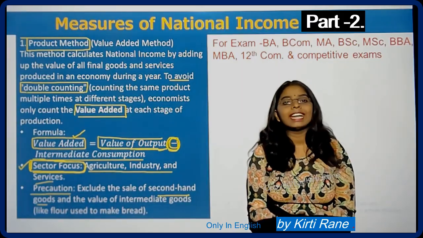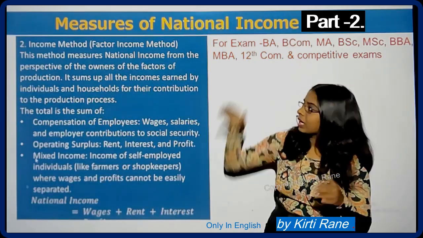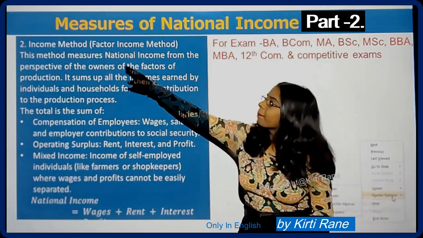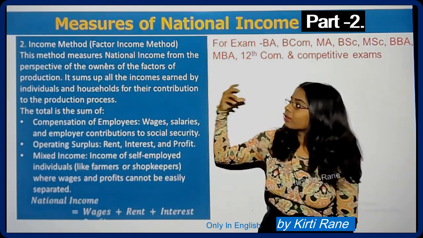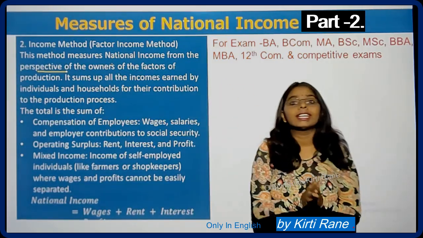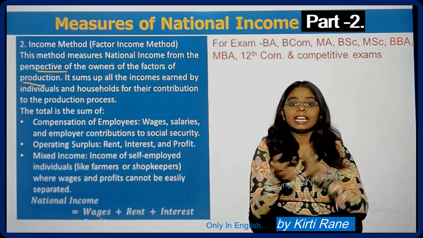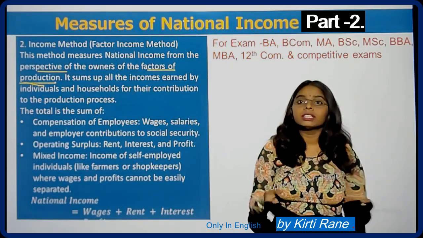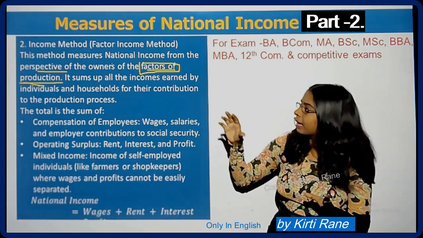Moving on to our next method, which is the income method. So what does the income or factor income method say? This method measures the national income from the perspective of the owners of the factors of production. Now what are the factors of production? Factors of production are land, labor, capital and enterprise. So it views from the point of view of the owners of these factors.